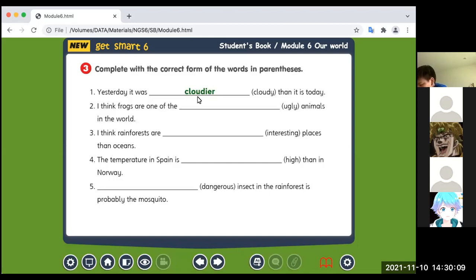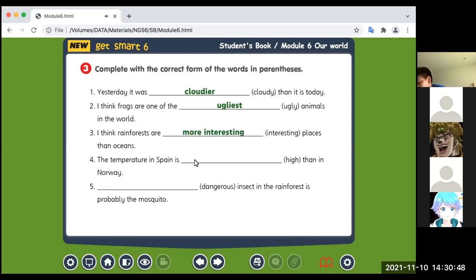Number 2. I think frogs are one of the ugliest. Right, ugliest. It ends in Y and has two syllables. Number 3. I think rainforests are places than oceans. Is it comparative or superlative? Comparative. How many syllables does interesting have? Three syllables. So we use more interesting.